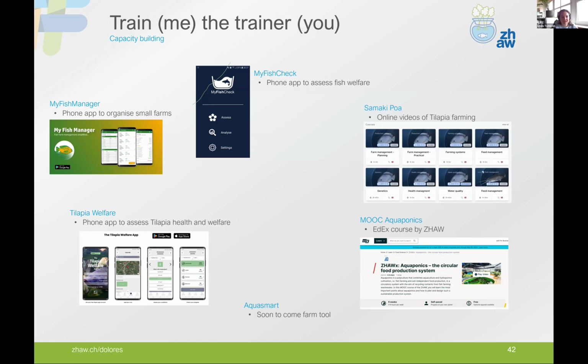And what I cannot recommend enough is Samakipoa. If you Google this word, you will have to register for free. And then you have access to about 20 fish videos that are very well animated and explain everything from feed management, water quality, to business planning, to farming. I cannot recommend that one enough. It's done very well, and it's specifically for low-tech pond and aquaponics.